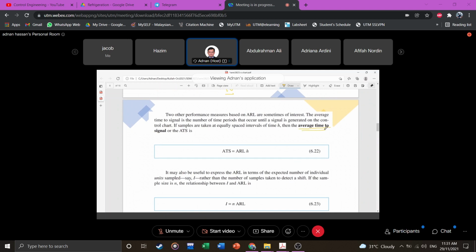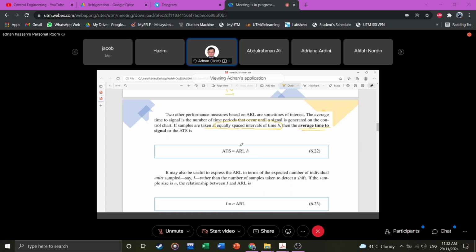Average time. Now we are looking at the time. So ATS equals ARL multiplied by H. What is H? H is the space interval of time. Maybe you say I take a sample every half an hour, so H will be half an hour.